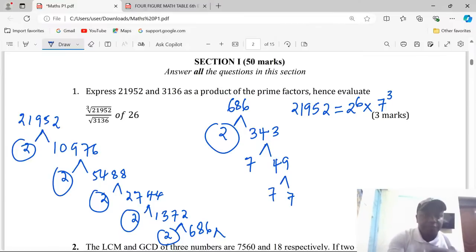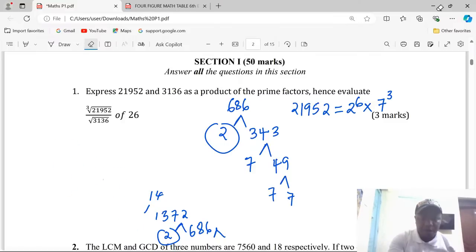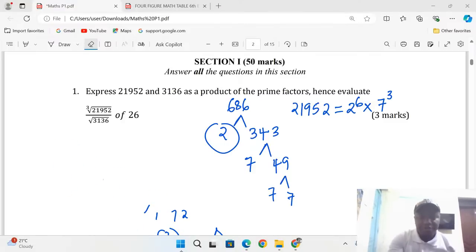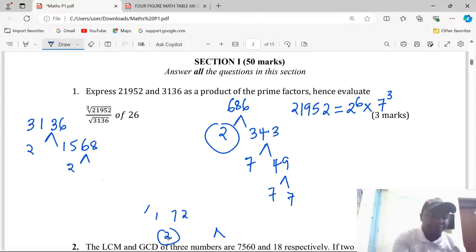The next number is 3,136. We are also going to express it as a product of its prime factors. We start again by 2, the least prime factor. 3,136 divided by 2 gives us 1,568. We divide by 2. This gives us 784. We divide by 2. This gives us 392. We continue dividing by 2.